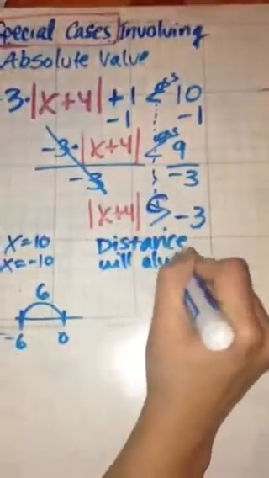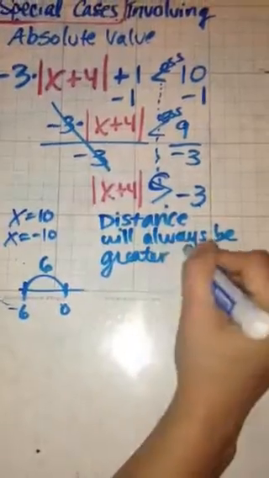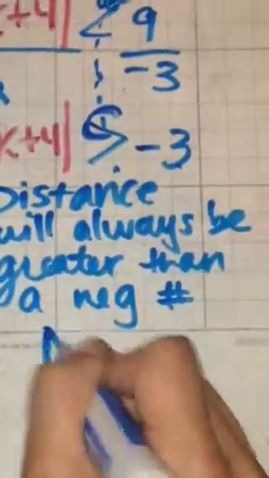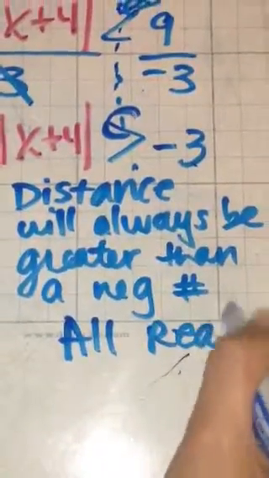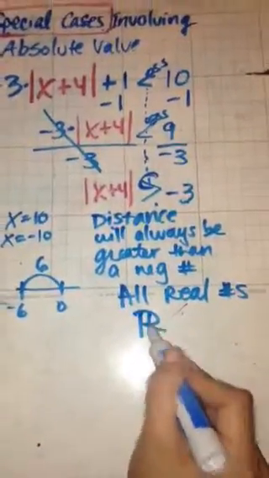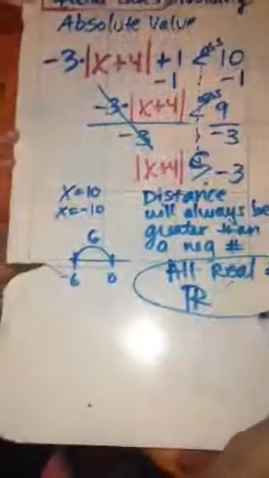Distance will always be greater than a negative number. So all real numbers are your solutions. So you have infinite solutions. The symbol for that is the R with the extra line, which means all real numbers. Any number will keep this true.